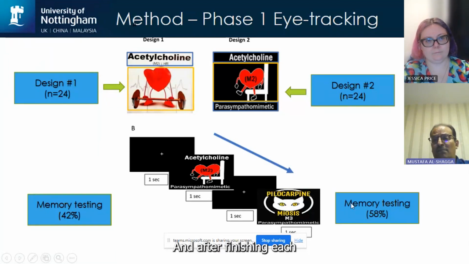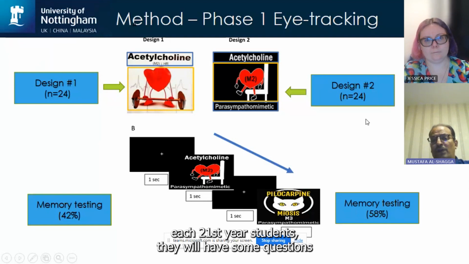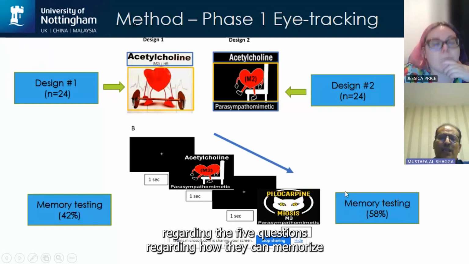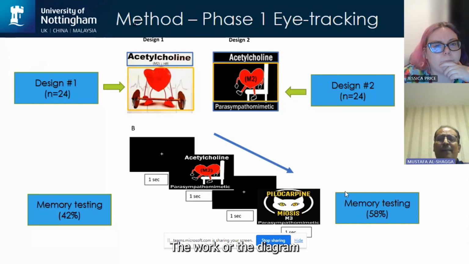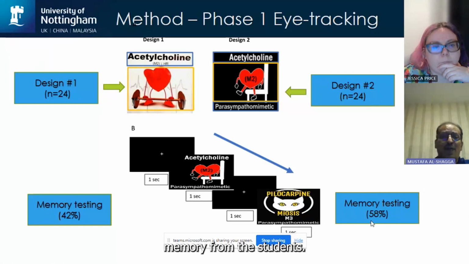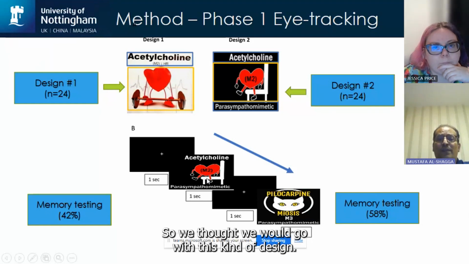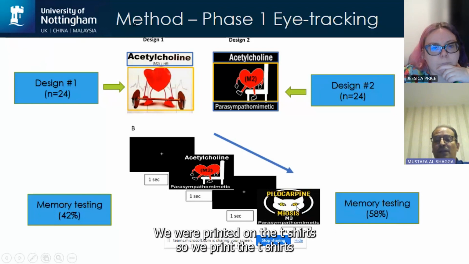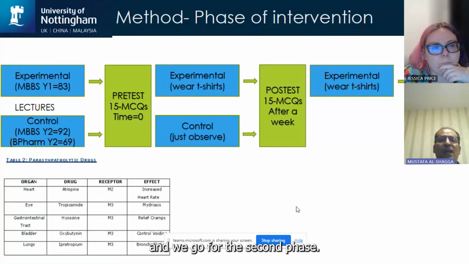And after finishing each 24 students, they had some questions regarding memory, 5 questions regarding how they could memorize the word or the diagram or the receptors on the diagram. So we found that design 2 is associated with better memory in the students. So we thought we would go with this kind of design. We will print it on the t-shirts. So we printed the t-shirts and went for the second phase.